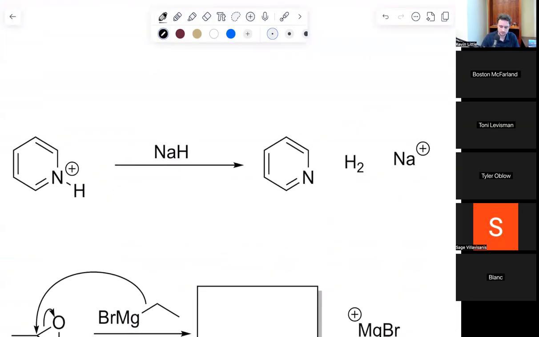All right, stop. I've got a metal. I'm going to draw out the ionic bond first thing. Then I look at everything that's changed. Well, somehow this nitrogen lost a hydrogen. So that bond was broken. It's no longer positively charged. And I get H2 gas and sodium is sitting around.